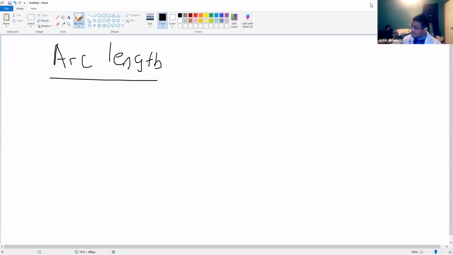When we give you these functions, we're going to try our best to make sure that these functions are differentiable over the real numbers. We're not going to give you functions that are not differentiable over the real numbers and differentiable over the complex world.